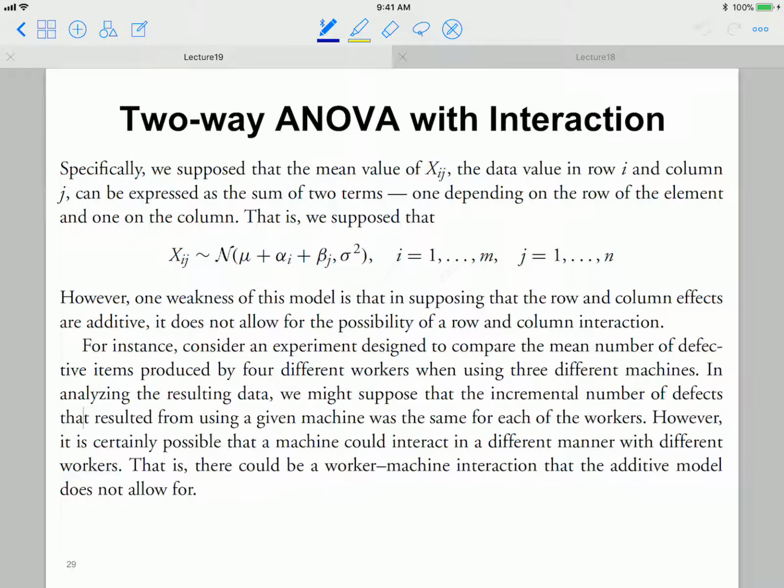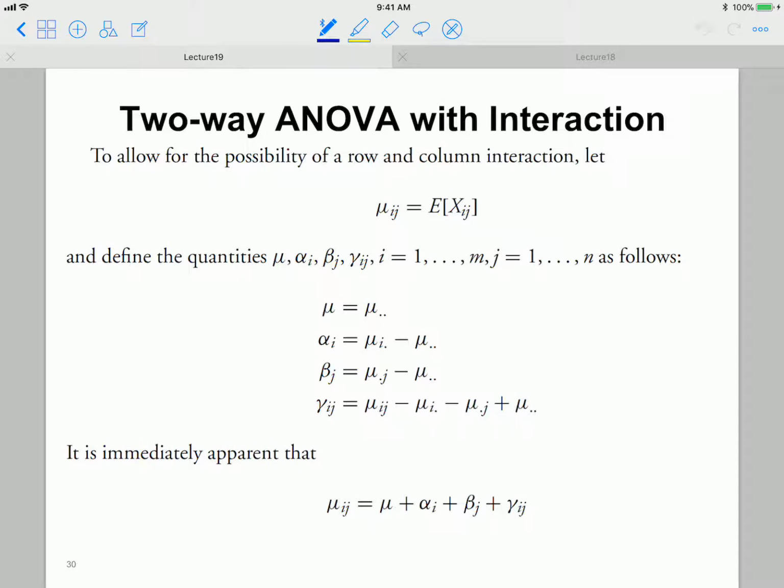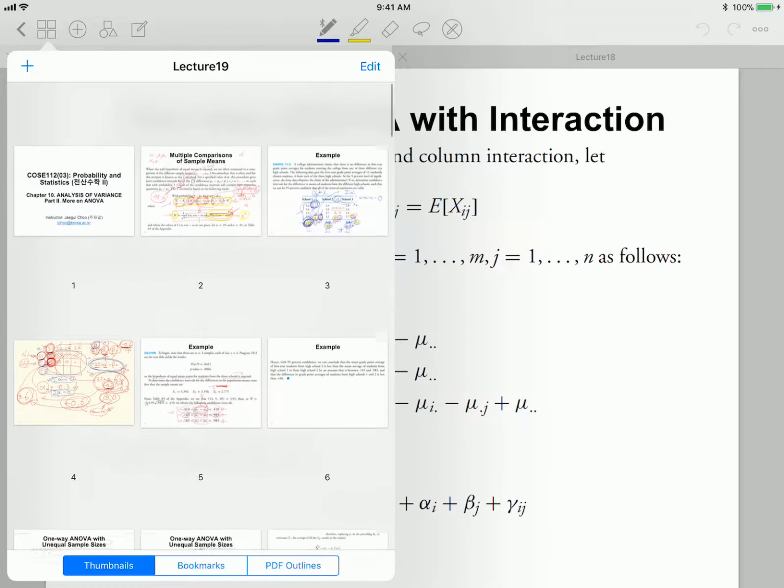Okay, now it's the last part of our chapter 10, which is about this two-way ANOVA extended to the case of considering interaction. Okay, interaction. So I think you guys already have a good idea about the problem setting when our two-way ANOVA is involving this interaction term. So yeah, remember the example that I showed here.